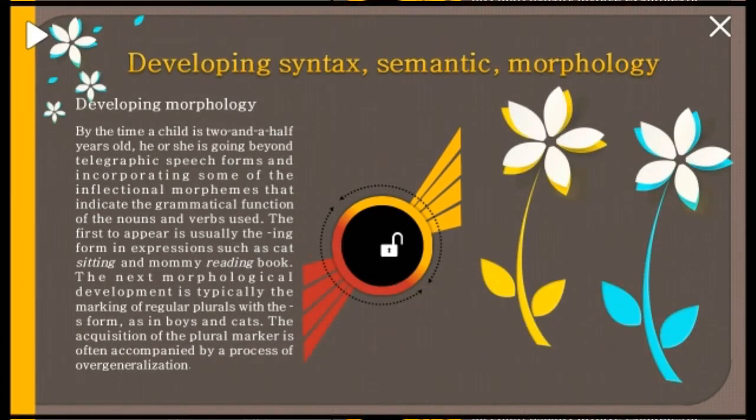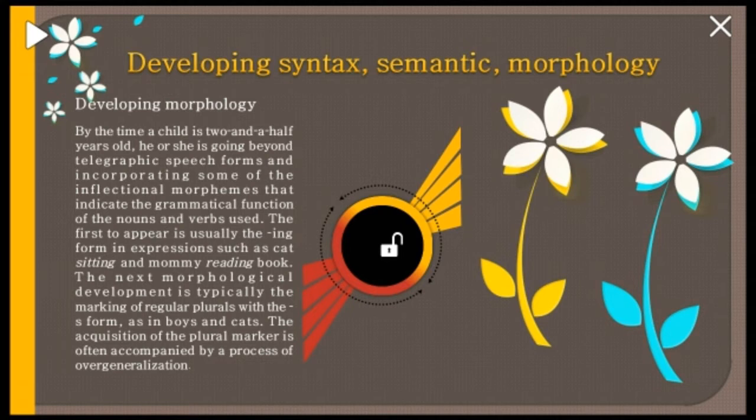The next is developing morphology. By the time a child is 2.5 years old, he or she is going beyond telegraphic speech forms and incorporating some of the inflectional morphemes. They indicate the grammatical function of the nouns and verbs used. The first to appear is usually the -ing form in expressions such as "cat sitting" and "mommy reading book."